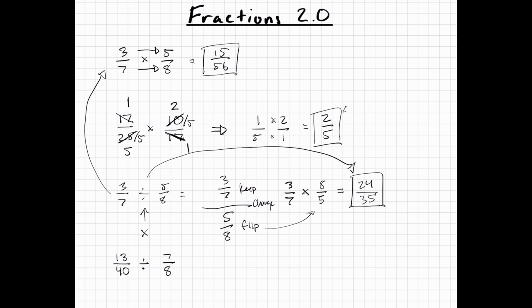Well, how do we do this? We're just going to do the keep, change, flip. We're going to keep this, so we're going to do 13 over 40. We're going to change our sign. Instead of division, we're going to do multiplication. And then we're going to flip our divisor to make it 8 over 7 instead of 7 over 8. Now, can we simplify this? It looks like we can because 8 goes into 40. How many times does 8 go into 40? 5. So we can convert 8 over 40 to 1 over 5. So let's do this multiplication. We get 13 times 1 is 13. 5 times 7 is 35. And we're left with 13 over 35 as our simplified fraction.